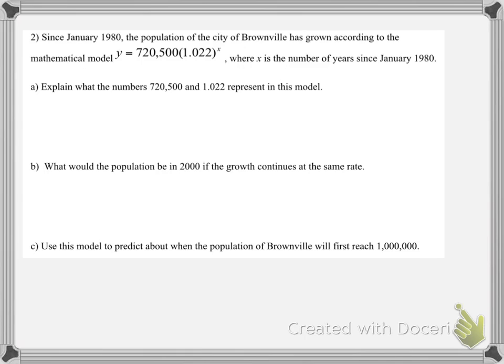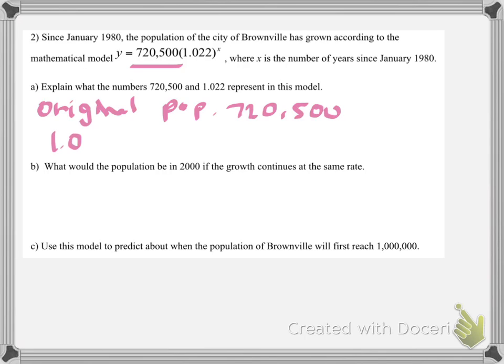So this is pretty easy stuff. Since we're talking about population, that's a number of people. The 720,500 is your original population. This is your number of people. Alright, the 1.022 represents the fact that your population is growing. So 1.022 represents growth.